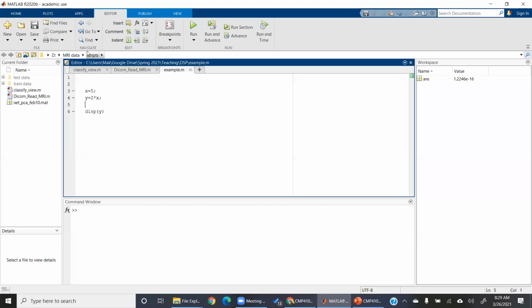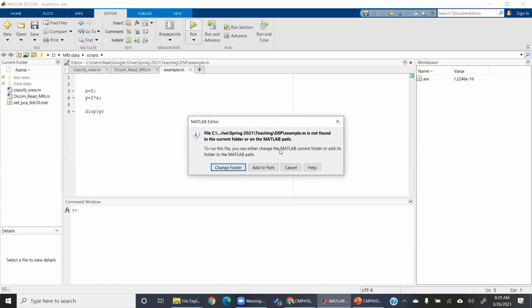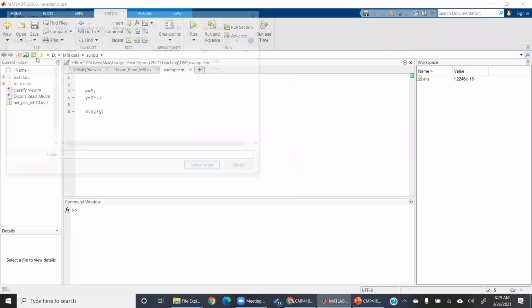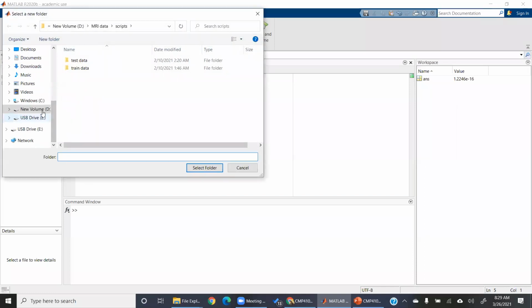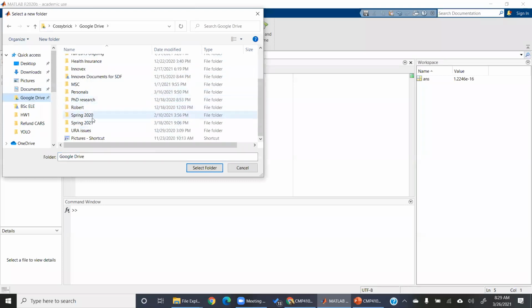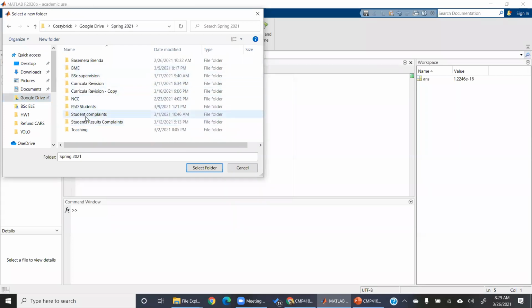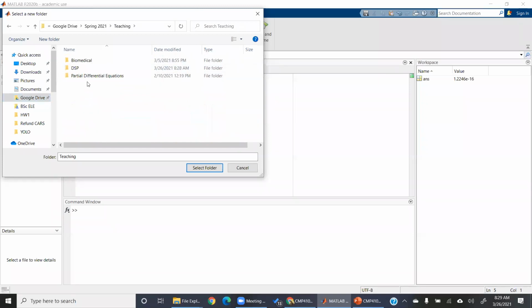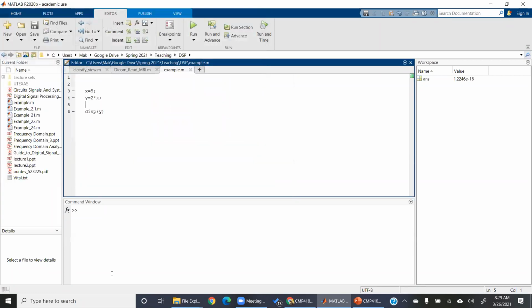example. And now if I try to run this, it tells me that it hasn't found this in my current folder. So I have a choice. I can add it to the current path, which is my working directory, or I can browse to wherever I have saved it and make that my working directory. So let me do that. Okay, so that should be it.